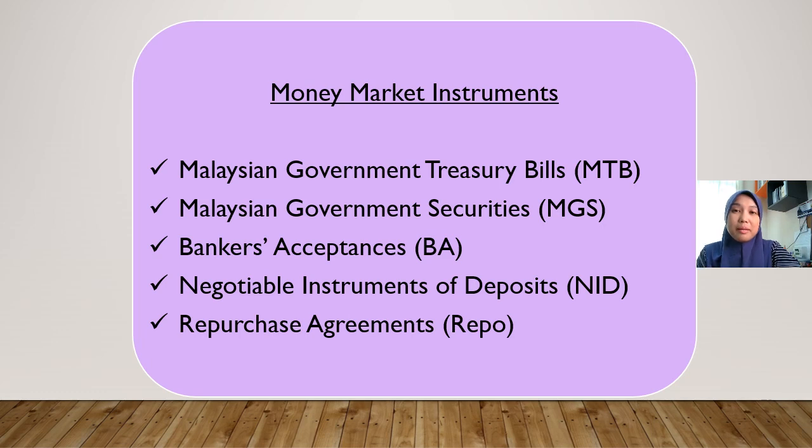Okay, so these are the money market instruments. As I mentioned before, we have treasury bills, or T-bills, and then we have MGS, Malaysian Government Securities, and also bankers acceptance. And also we have NID or NCD, and repurchase agreements, and so on.